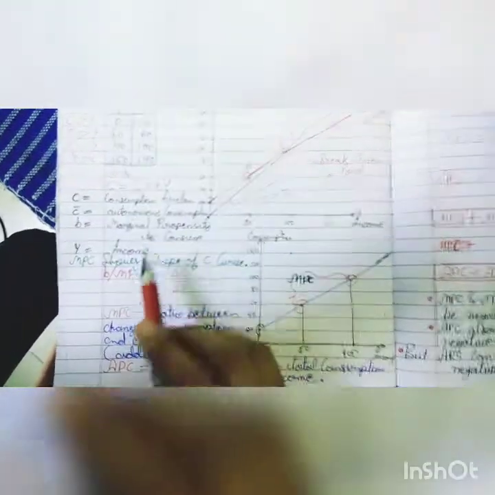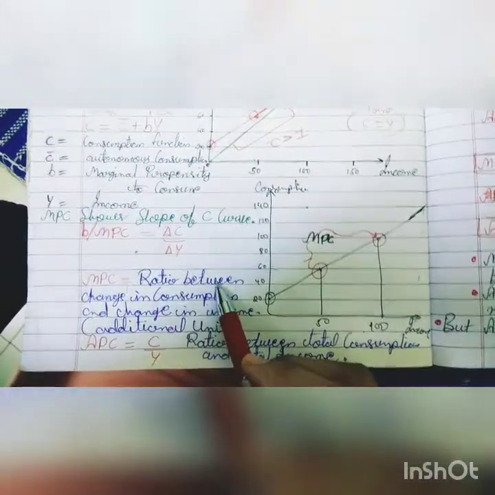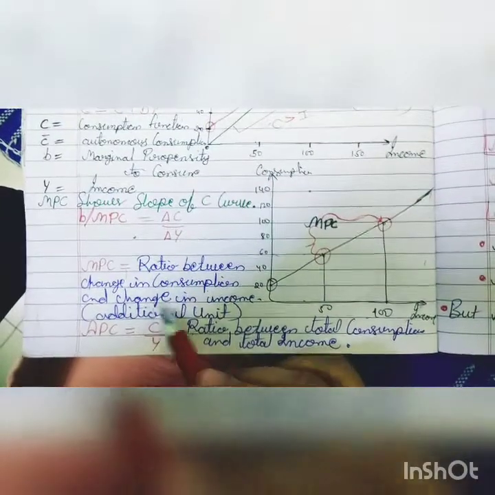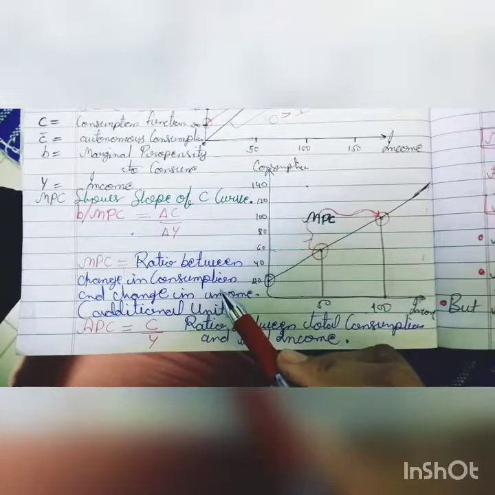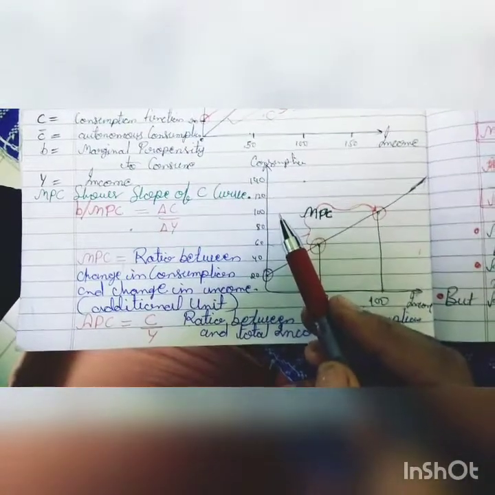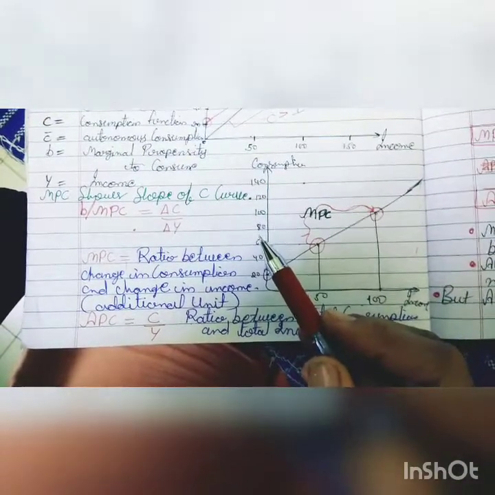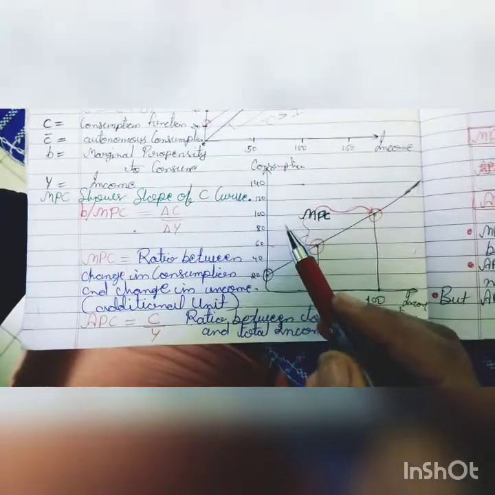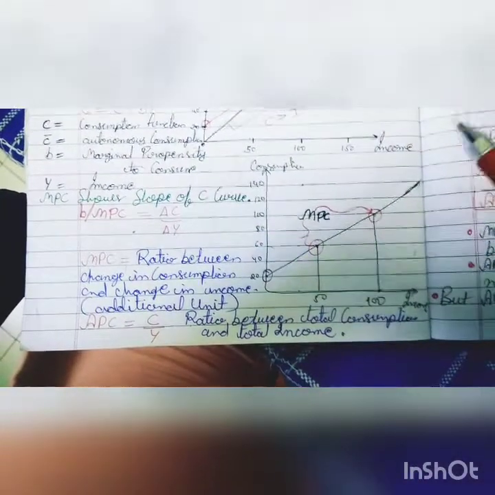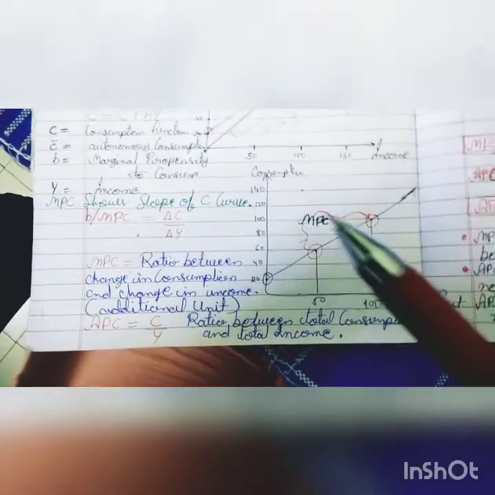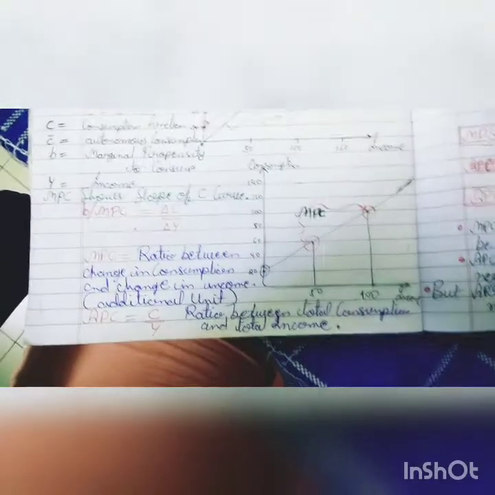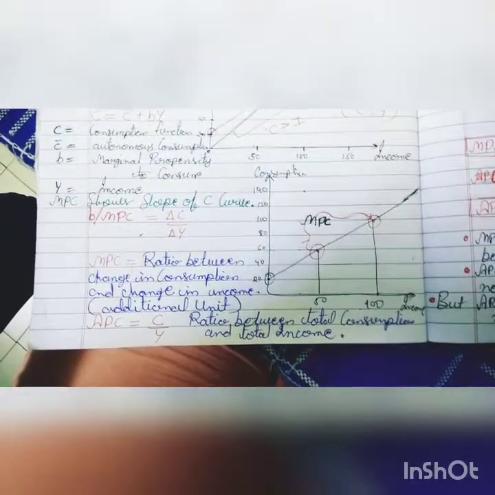Now next, B. What is B? B means marginal propensity to consume. MPC means the ratio between change in consumption and change in income. It means, if we change by an additional unit of income, what's the change in consumption? If the additional unit of income increases, what is the result in the additional unit of consumption?